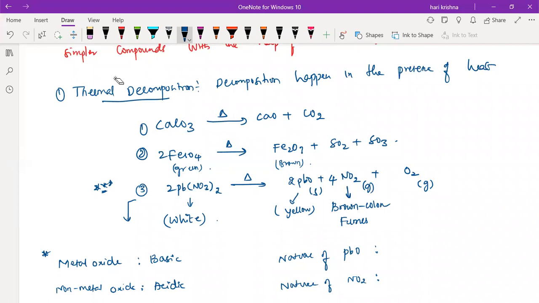So if you take lead oxide, is it a metal oxide or not? It's a metal oxide, sir. Metal oxide has a basic nature. It is one of the previous year questions. So what is the nature of the brown color fumes produced during the decomposition of lead nitrate? Acidic, basic, neutral, or amphoteric. Those are the options. So what is the nature of NO2 here?